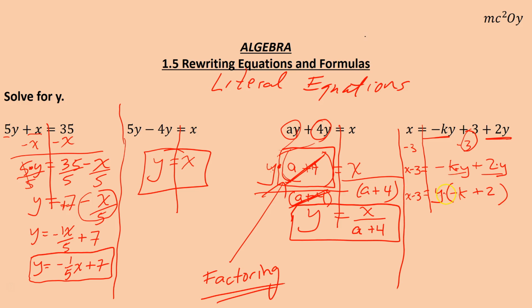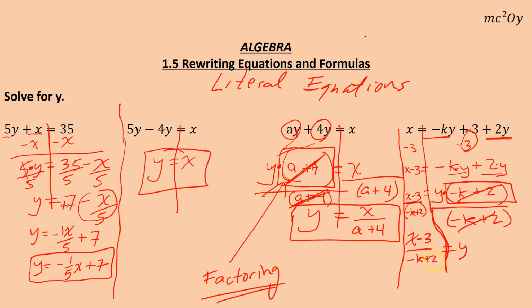And now, since this is attached through multiplication, I'm going to divide by this whole piece. I'm going to divide by negative k plus 2, and negative k plus 2. Kind of running out of room, so I'm going to make my line go out like so. Okay, and so here, x minus 3 over negative k plus 2 is equal to, well, this one cancels that one. That's equal to y. All right, I got y by itself. We are done.